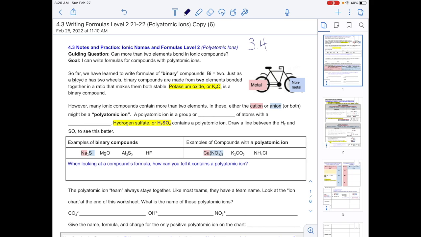So far, we have learned to write formulas for binary compounds. Bi equals 2. Just as a bicycle has two wheels, binary compounds are made from two elements bonded together in a ratio that makes them both stable. Potassium oxide, or K2O, is a binary compound.